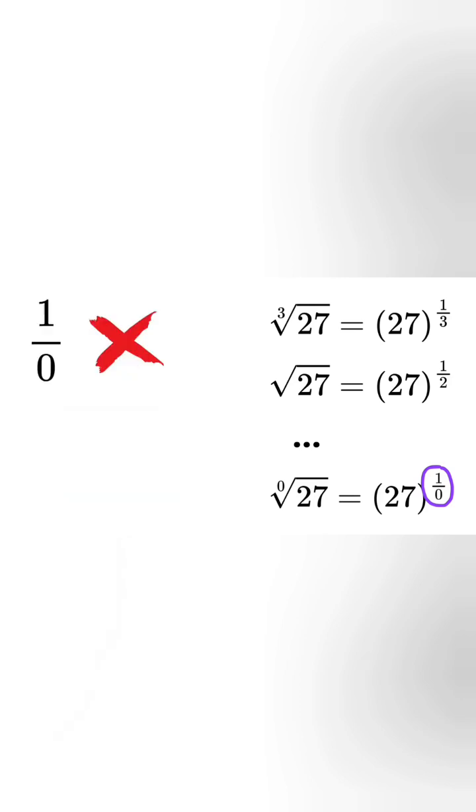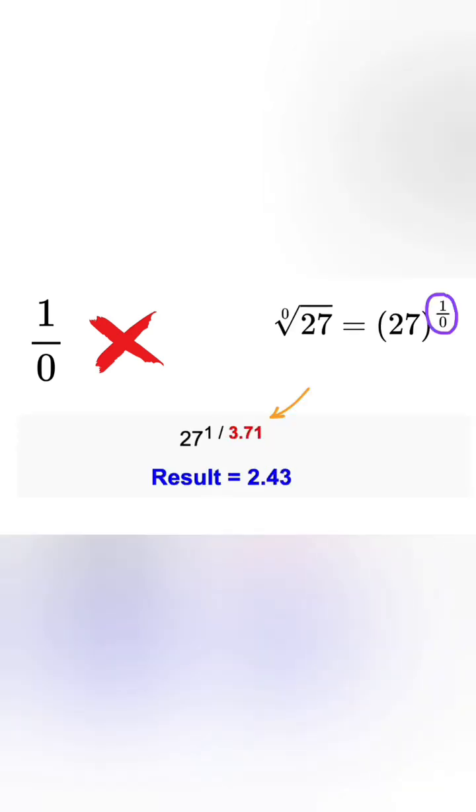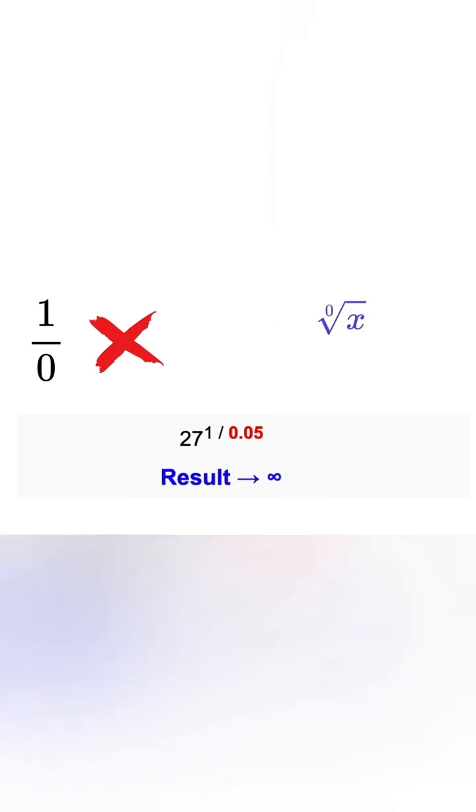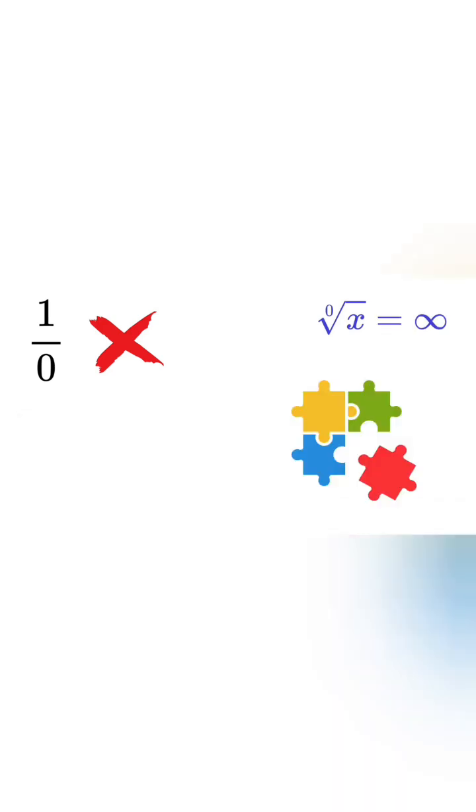But suppose we do not jump directly to dividing by 0. Instead, imagine slowly decreasing the denominator. For x greater than 1, as the denominator becomes smaller and smaller and approaches 0, the result grows larger and larger, and it seems to shoot off toward infinity. This makes it tempting to say that the zeroth root of a number greater than 1 is infinity. However, this conclusion is still incomplete.